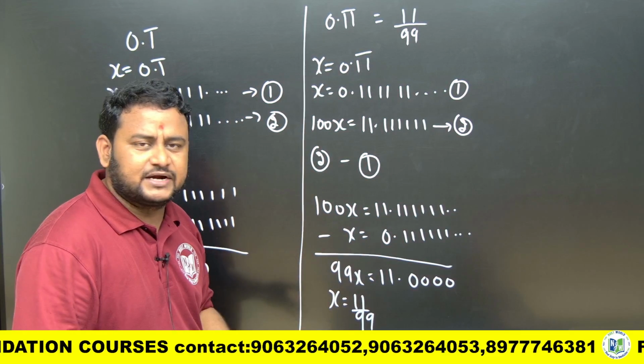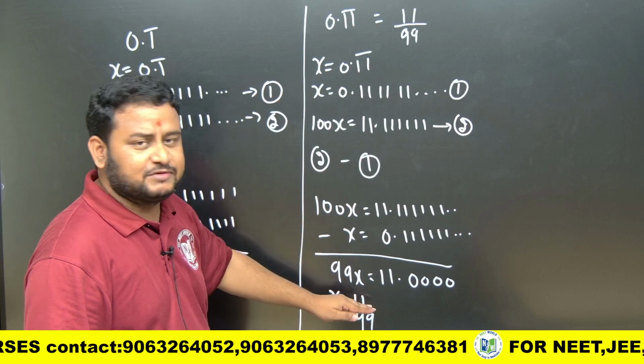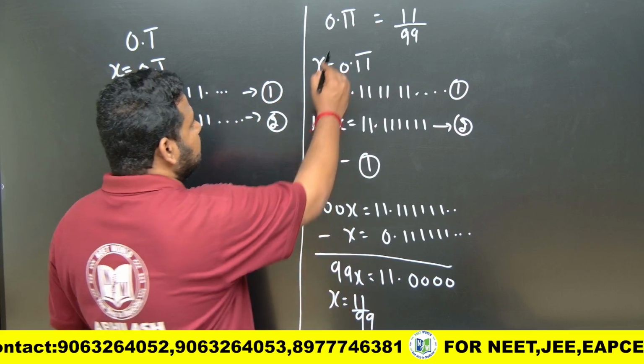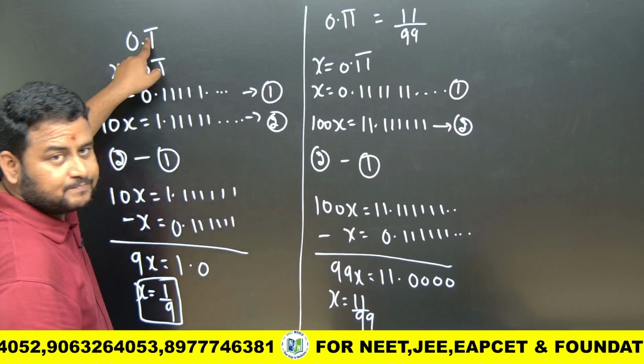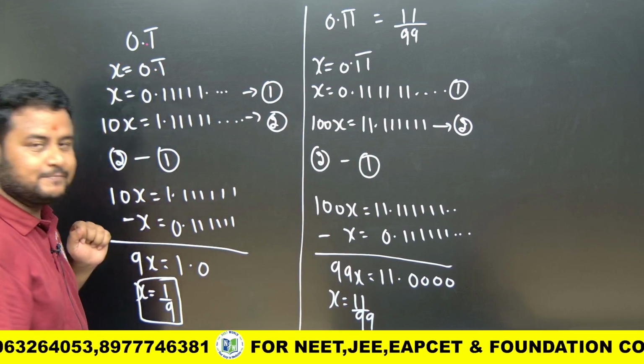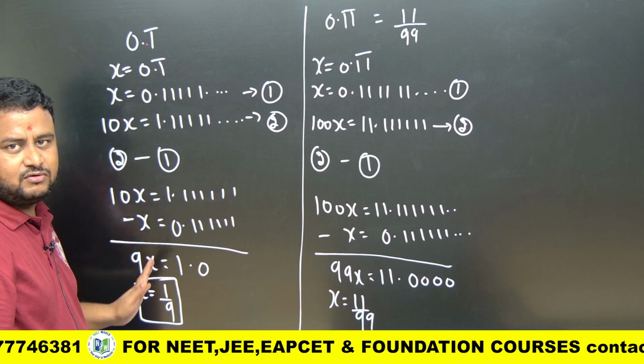What happens in the numerator? Whatever is the number after the decimal point, that same thing will come as numerator. See here, 11 is there after the decimal point, the same 11 came here. Here 1 is there after the decimal point, the same 1 came here. Okay, this is how it happens.